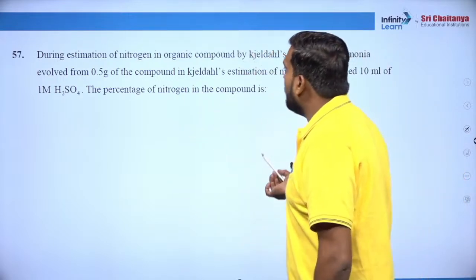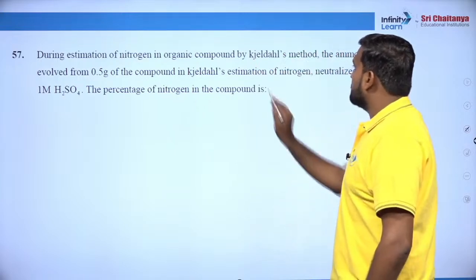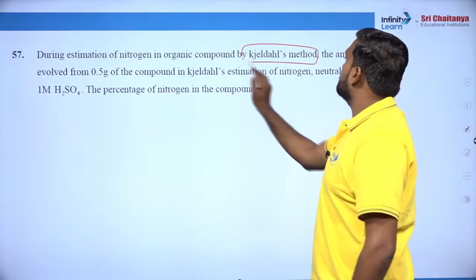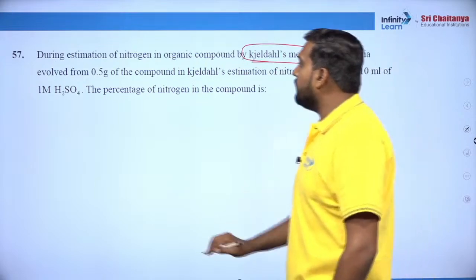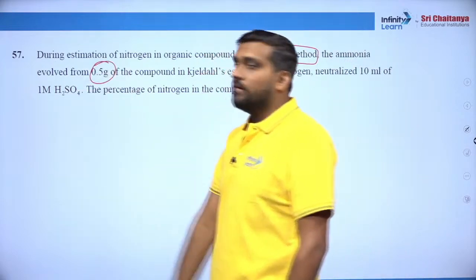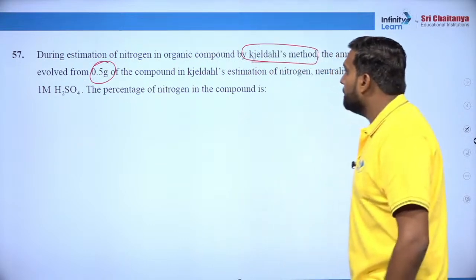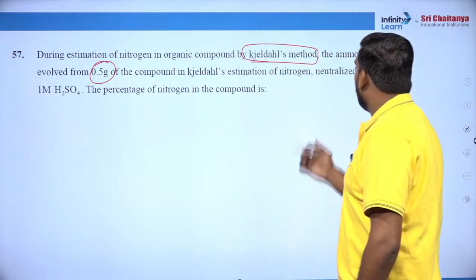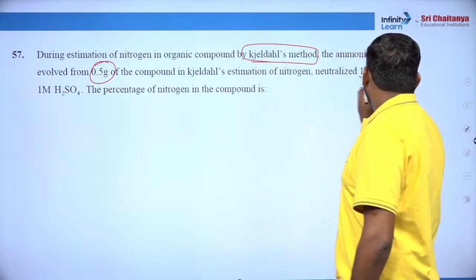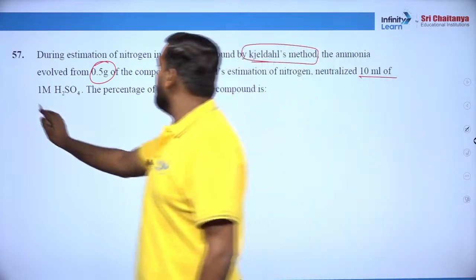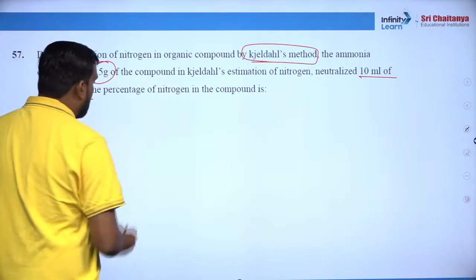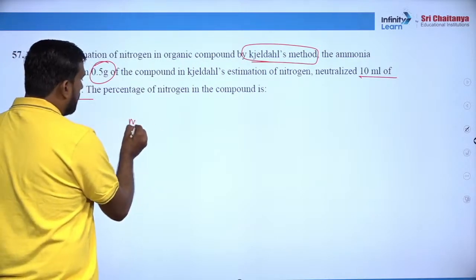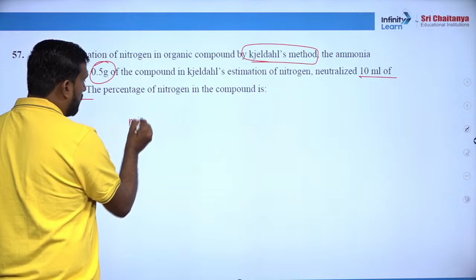During estimation of nitrogen in an organic compound by the Kjeldahl method, where ammonia is released, the ammonia evolved from 0.5 gram of the organic compound, so the total weight of the organic compound is 0.5 gram, is neutralized by 10 ml of 1 molar H2SO4. So we can say that the millimoles, just note down what I am doing here.